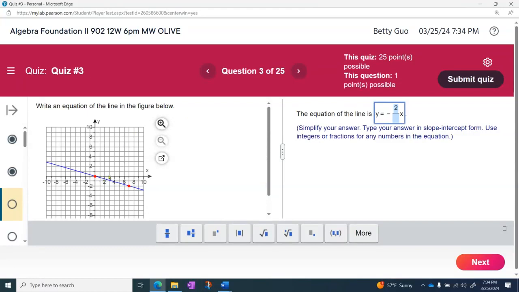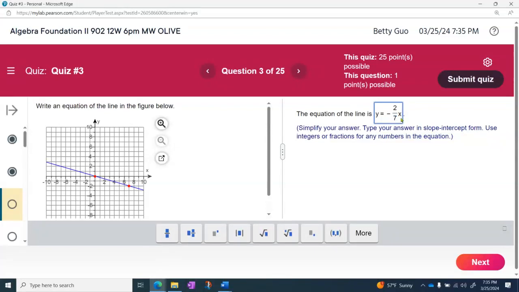Let's see, 1, 2, 3, 4, 5, 6, 7, 8, 7. Hold on. Let me do it again. 1, 2, 3, 4, 5, 6, 7. So the run is 7. So the slope is negative 2 over 7. Slope is negative 2 over 7.